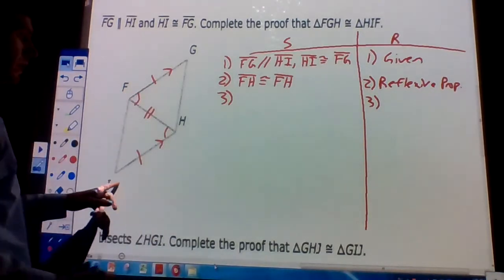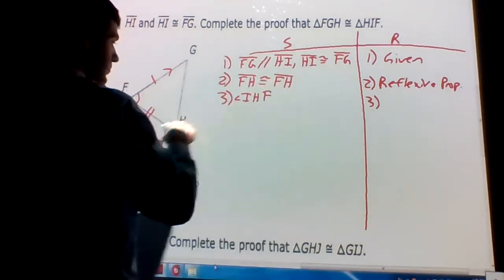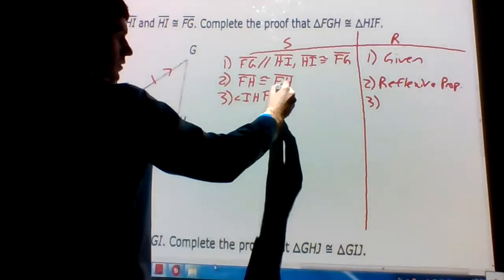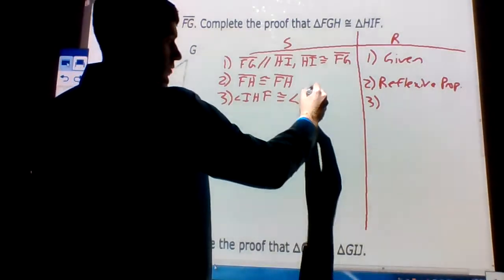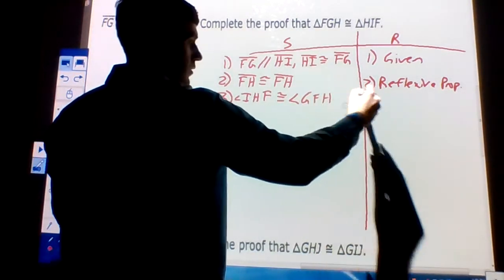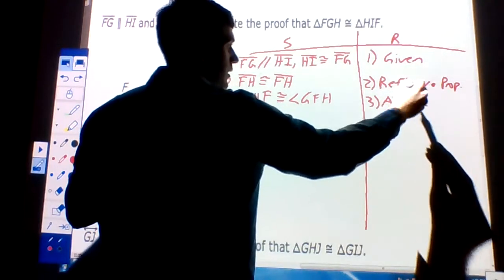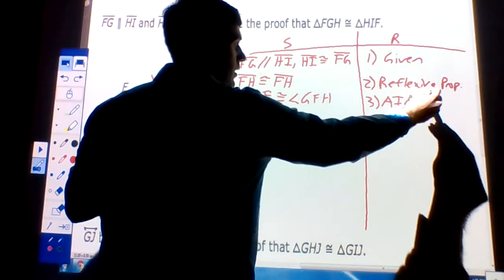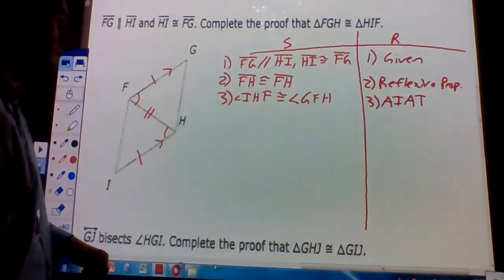So we know that angle IHF is going to be congruent to angle GFH. Okay, those are alternate interior angles. So by the alternate interior angle theorem, if the lines are parallel, then your alternate interior angles are congruent.